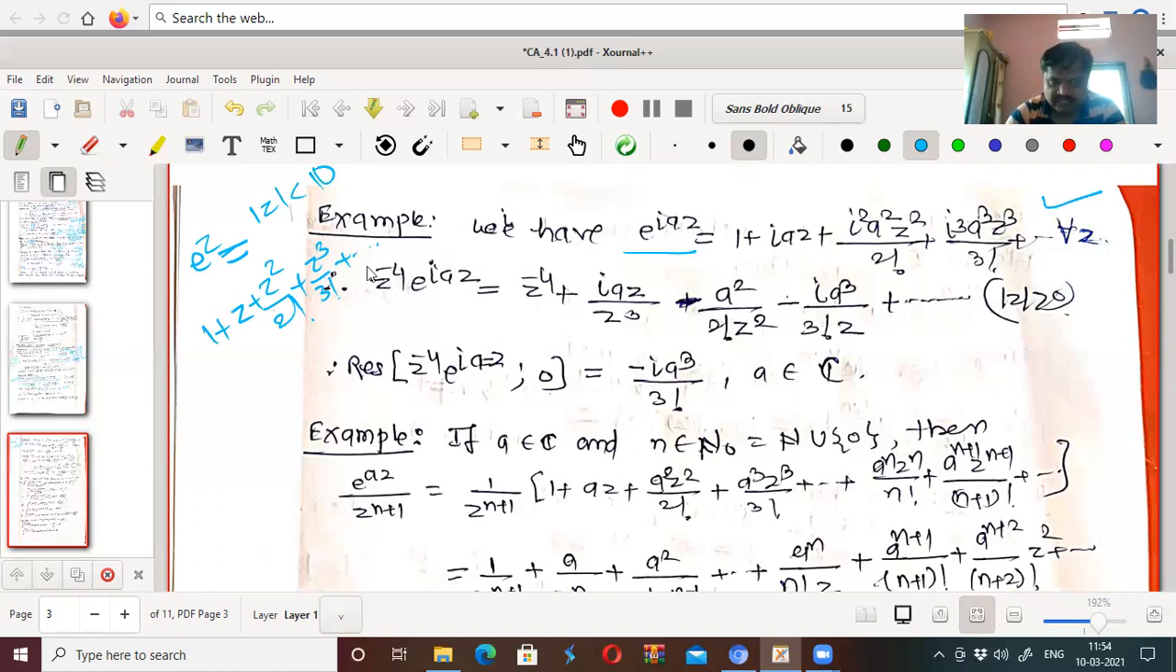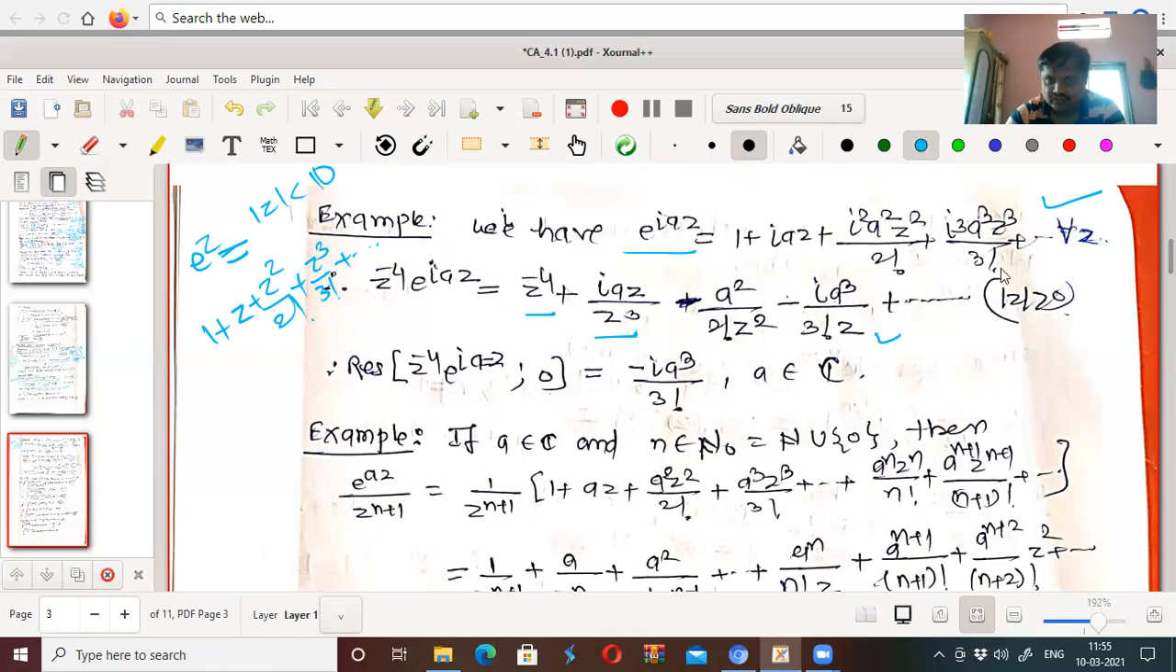Therefore z to the power minus 4. Now we are multiplying by z to the power minus 4 to this one. What you will get? z to the power minus 4, then iaz upon z to the power 4, that is ia upon z cube. Then now i square is minus 1. That's why minus 1 is here. If I divide it by z to the power 4, you will get a square upon 2 factorial z square, minus, now here i cube is minus i, so minus i a cube. z cube upon z raised to 4 is z.